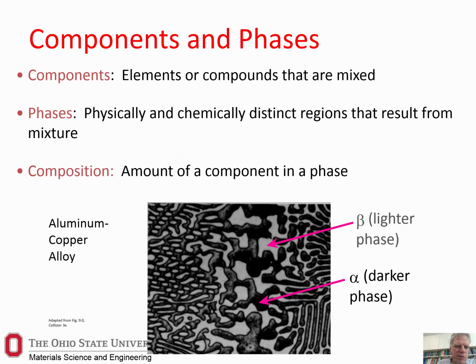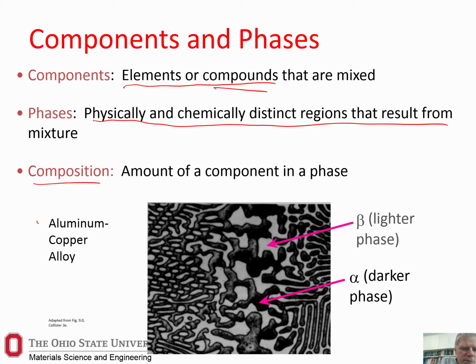So components and phases, some fundamental definitions are as follows. First of all, components are the elements or compounds that are mixed. We're going to do some things with ice water in a little bit, where H2O, which isn't an element but a compound, they're mixed. Phases, we've mentioned before, are physically and chemically distinct regions. And then compositions are the amount of components in a phase. So again, we can use this to talk about elements, compounds, solutions, mixtures, all those kinds of things that we typically do in liquid or gaseous state chemistry.